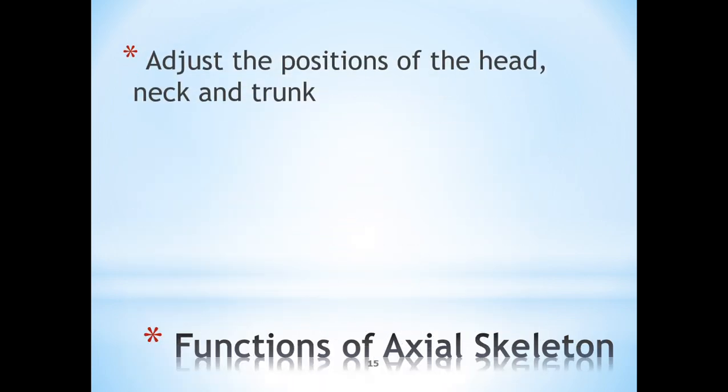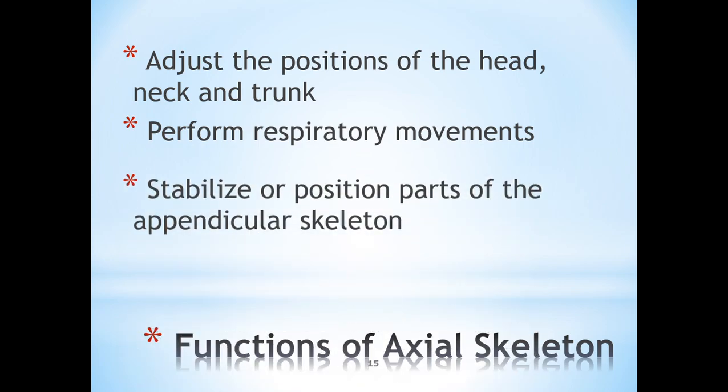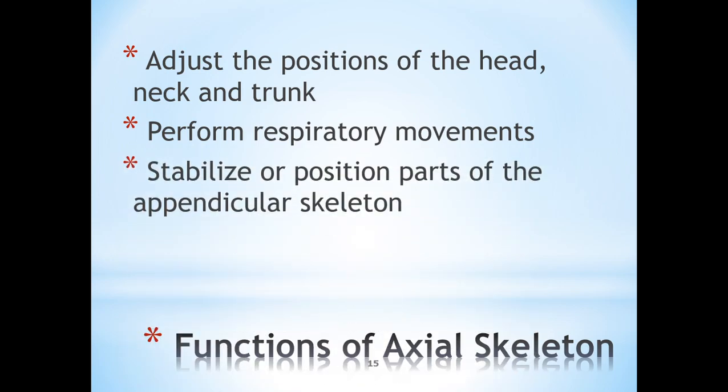So what are the functions of your axial skeleton? They adjust the positions of the head, neck, and trunk. So they are very important, especially when there is a movement of your head, your neck, and trunk. They also allow respiratory movements, so our axial skeleton is very flexible. They stabilize or position parts of the appendicular skeleton.